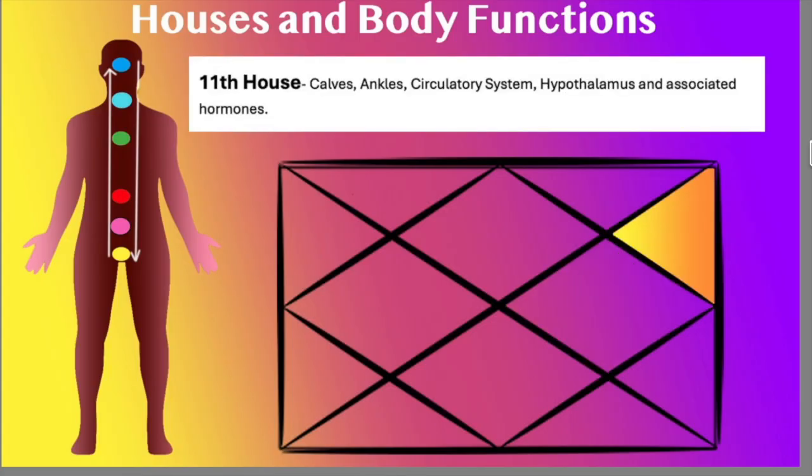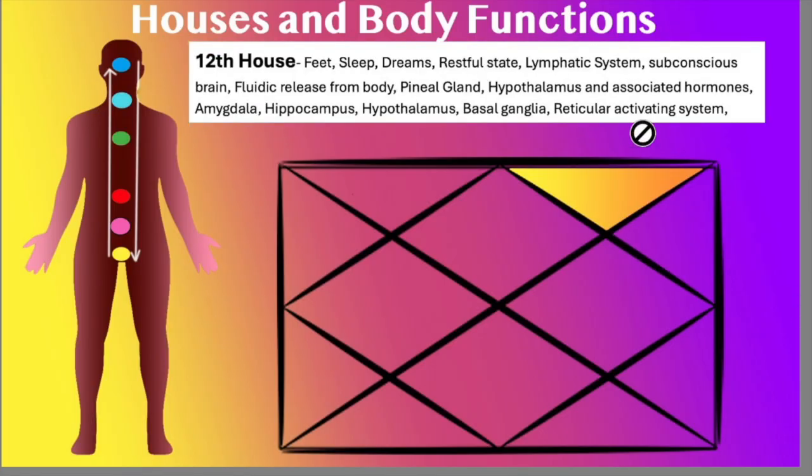11th house represents calves. Now you come below, right? We're coming top down. So 11th house represents calves, ankles, your circulatory system. In terms of hormonal functionality, it's hypothalamus and associated hormones. That's the 11th house. Last, the 12th house, the most scary house, right? 6, 8, 12, all astrologers go on and on about it. What does that stand for?